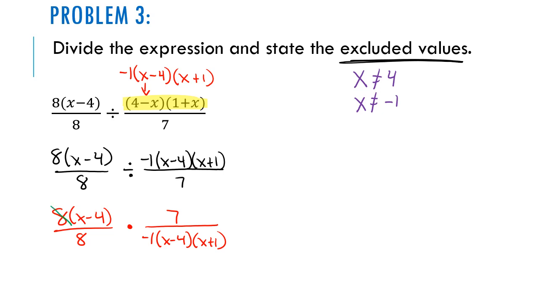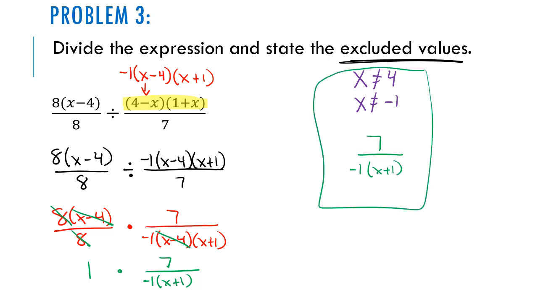I see that 8 can cancel out the 8 on the bottom. I see an x minus 4 can cancel out an x minus 4 here. And that looks like it's it. So I technically have 1 times 7 over negative 1 times x plus 1, which means that's really an answer of 7 over negative 1 times x plus 1 with my excluded values. And you've divided.